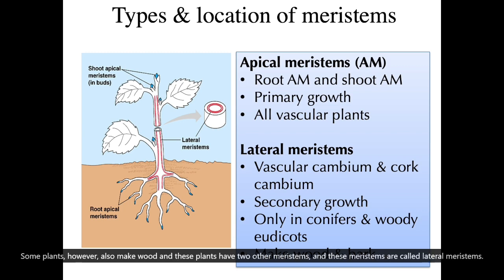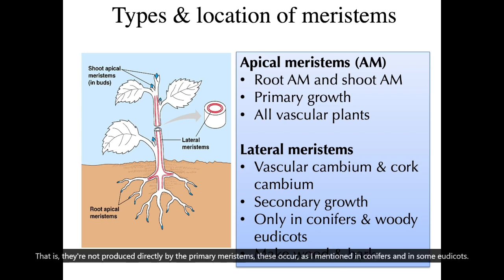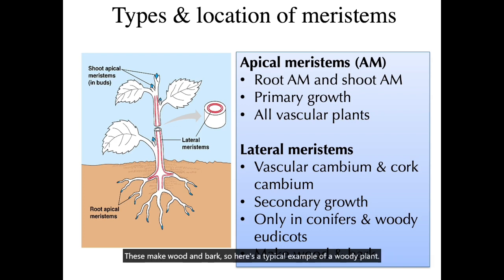And these plants have two other meristems, and these meristems are called lateral meristems. The lateral meristems include two types. First, the vascular cambium, and second, the cork cambium. And these produce what is called secondary growth. That is, they're not produced directly by the primary meristems. These occur, as I mentioned, in conifers and in some eudicots. These make wood and bark.